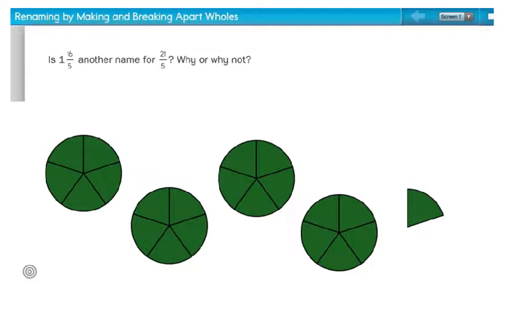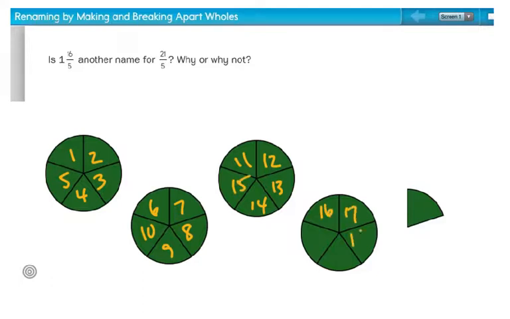So let's see if there are 21. And remember, they're all divided into fifths. So I'm going to count. 1, 2, 3, 4, 5, 6, 7, 8, 9, 10, 11, 12, 13, 14, 15, 16, 17, 18, 19, 20, 21 fifths. That's where that comes from.